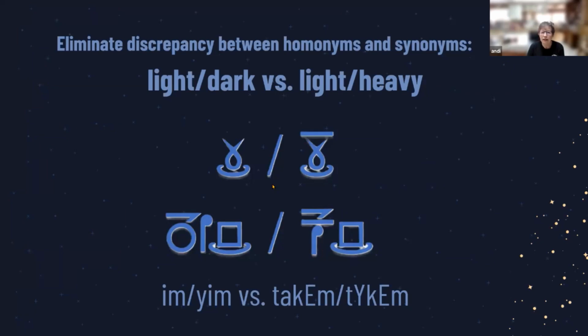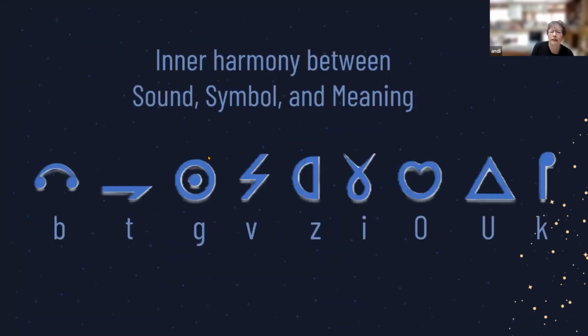So these are pronounced im for light, and takem for light in the sense of the opposite of heavy. So totally different. But anyway, this is tukim. So then there is an inner harmony between sound, symbol, and meaning. We've seen that already to some extent.